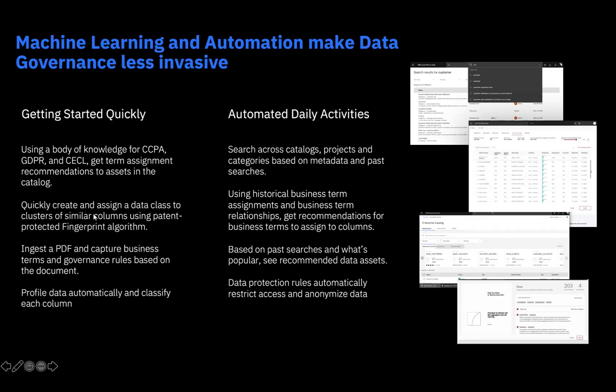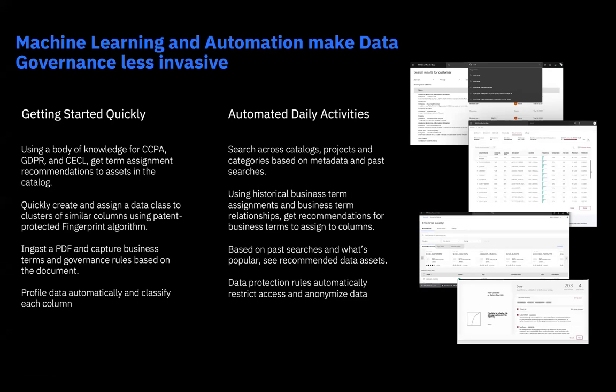Beyond that, creating data classes. So data classes are used for automatically profiling your data and understanding what is in each column. And so it can take time to write out all of the regular expressions or Java code for each data class. We have out of the box data classes, 160 plus of them, but then you can also profile when you're curating your data catalog, and we'll come up with similar columns and create a fingerprint algorithm that can then be saved as a data class.